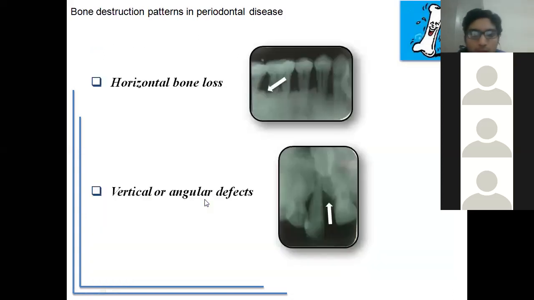So this is how you check horizontal bone loss on your IOPA. The crest of the alveolar bone is parallel to the line. If you draw a line from one CEJ to the other CEJ, and the crest of the bone is parallel to that line, it is horizontal bone loss. Another is angular bone loss. Which will have better prognosis, horizontal or vertical or angular defects?